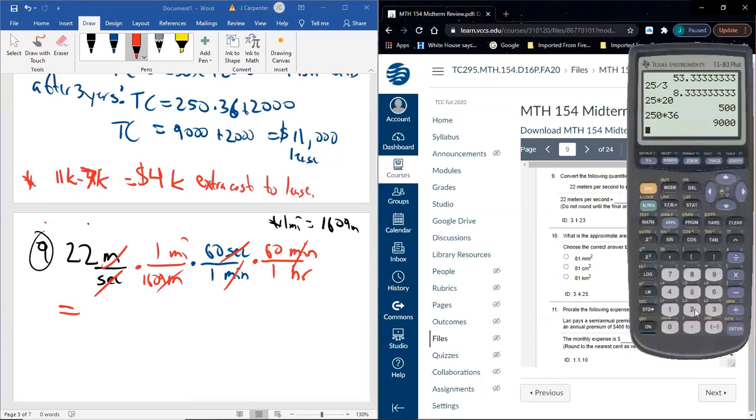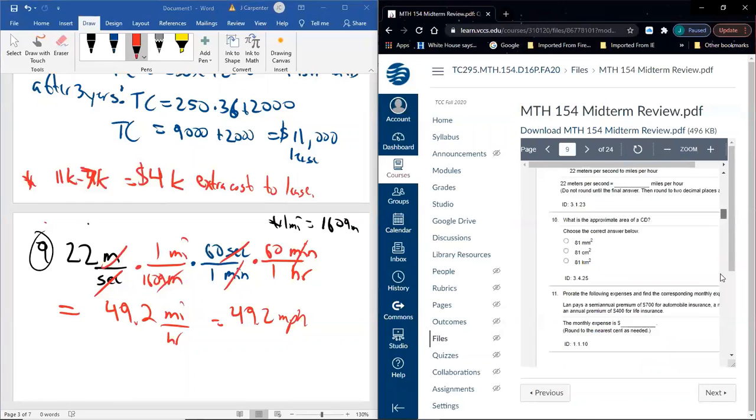Calculator. So we're taking the 22. We're going to divide it by the 1609. Then we multiply it by the 60, and we multiply it by the other 60. Which, by the way, there's 3,600 seconds in an hour because 60 times 60 is 3,600. And we end up with 49.2 if I round to the nearest tenth, and that would be miles per hour, or 49.2 mph. So let's see what the answer of that one looks like.